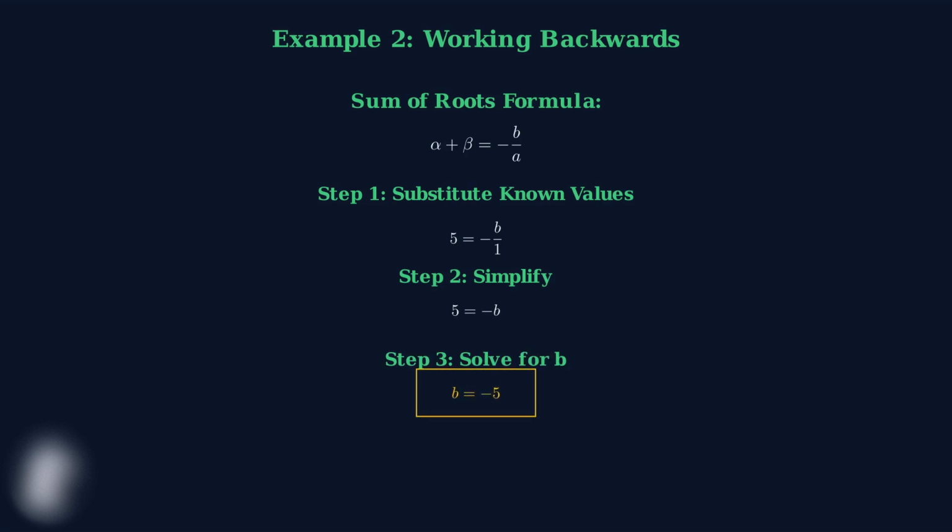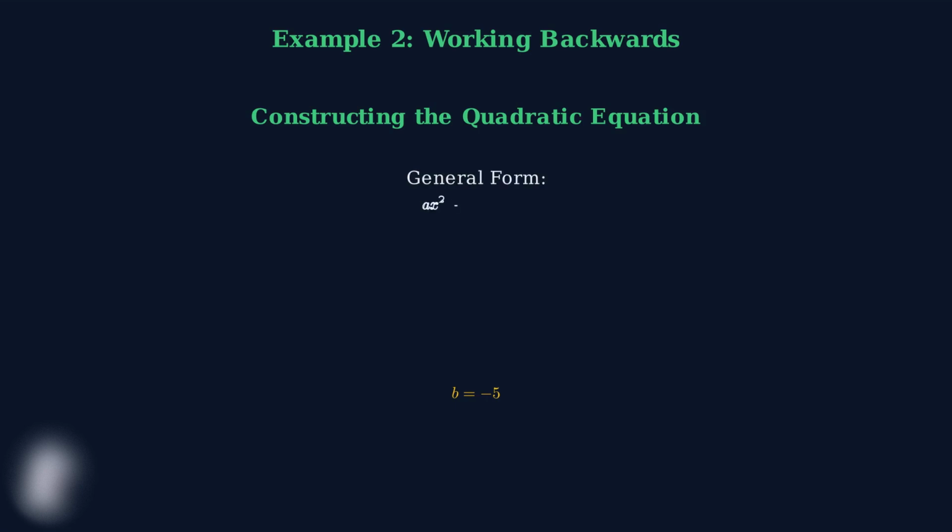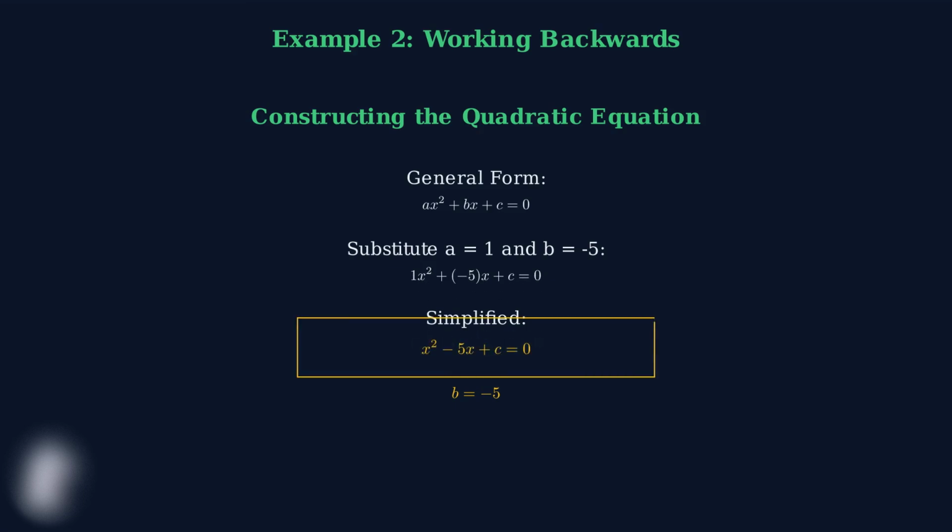This gives us b equals negative 5. Now that we know b equals negative 5, we can construct the quadratic equation. To construct our quadratic equation, we start with the general form, ax squared plus bx plus c equals 0. We substitute our known values, a equals 1 and b equals negative 5. This simplifies to x squared minus 5x plus c equals 0, where c can be any constant.